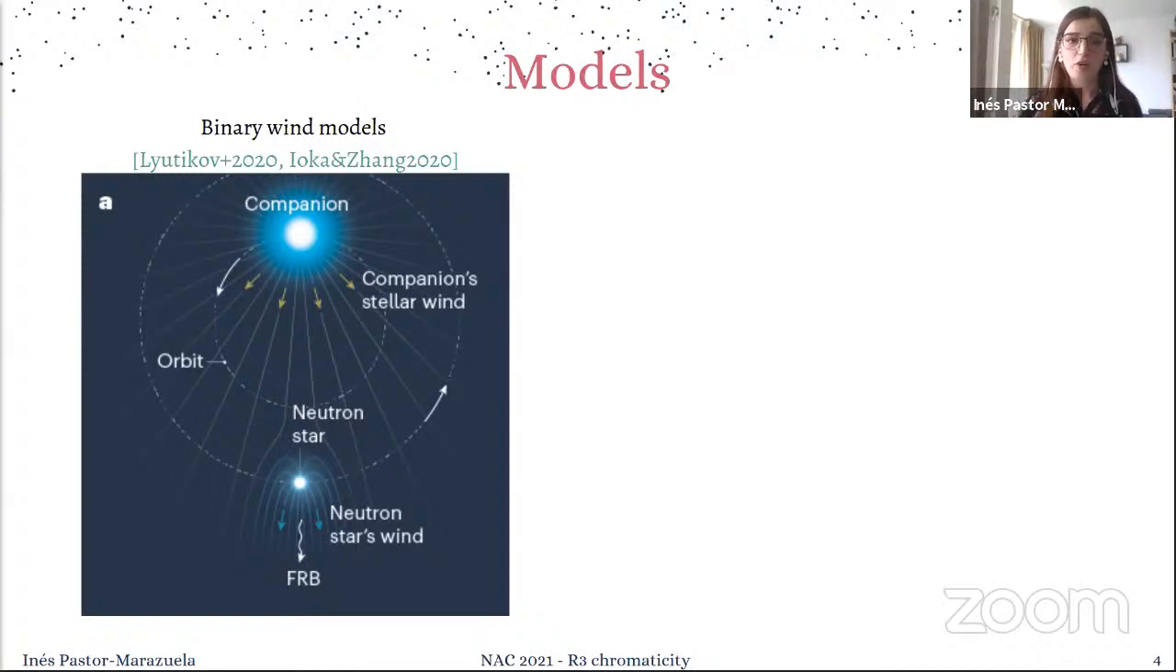So the FRB community started proposing new models that could give an explanation to this periodic phenomenon. And we can distinguish two main types of models. On one hand, we have the binary models, in which the fast radio burst source, a neutron star, is located in a binary system with a companion that can be either another neutron star or a main sequence star. This companion emits winds that shield the emission from the fast radio burst through free-free absorption. This means that we are only able to see the emission at the moment of the orbit when the fast radio burst is facing Earth.